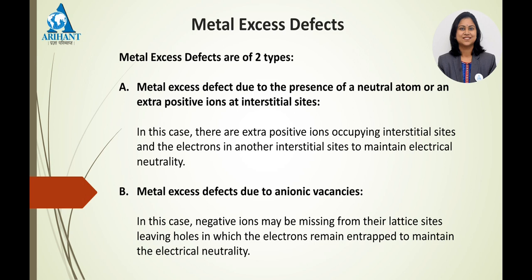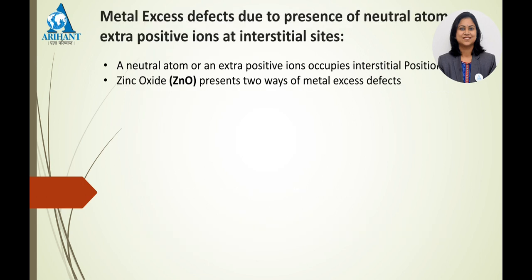Second, metal excess defect due to anionic vacancies. In this case, negative ions may be missing from their lattice sites, leaving holes in which the electrons remain entrapped to maintain the electrical neutrality. Let us study each in detail.